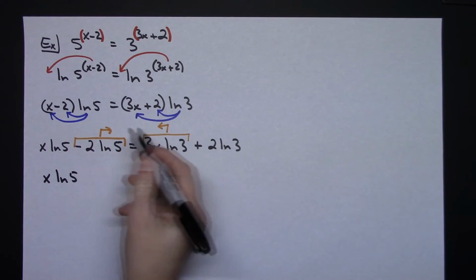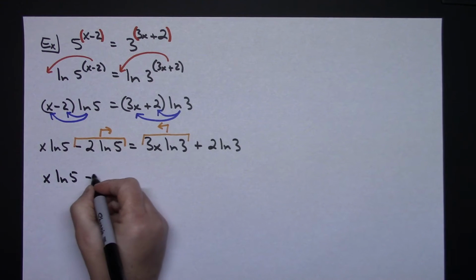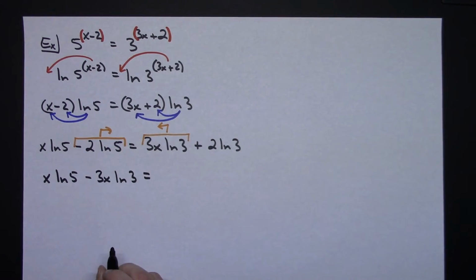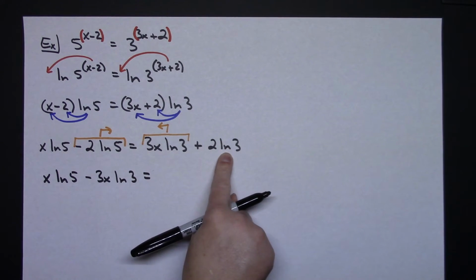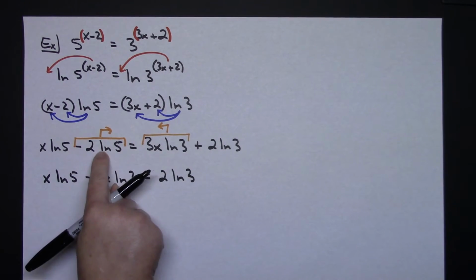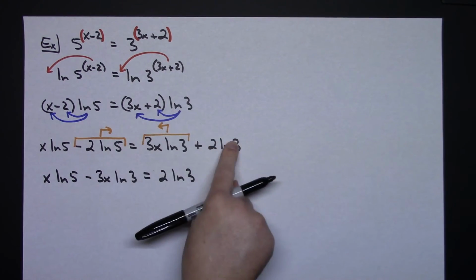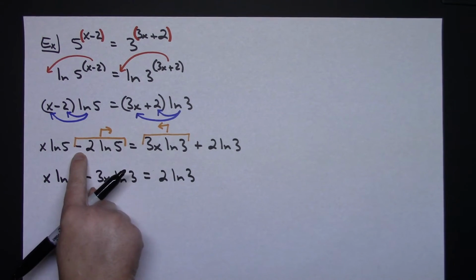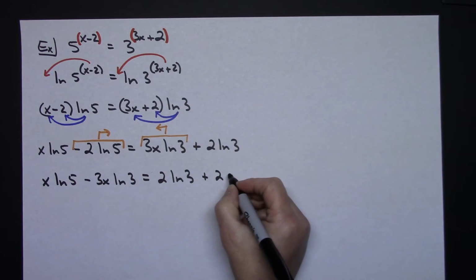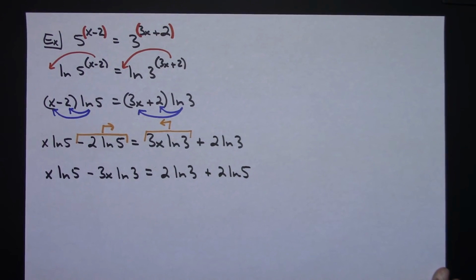When I cross the equal sign, I have to do the opposite, so I'm going to subtract 3x natural log of 3 equals, alright, now he's gone. This guy is the only one that's left on the right hand side, so 2 natural log of 3. Now I've got to move him to the other side. When I do that, I'm going to do the opposite of what I see. It says minus that, so I'm going to add 2 natural log of 5.